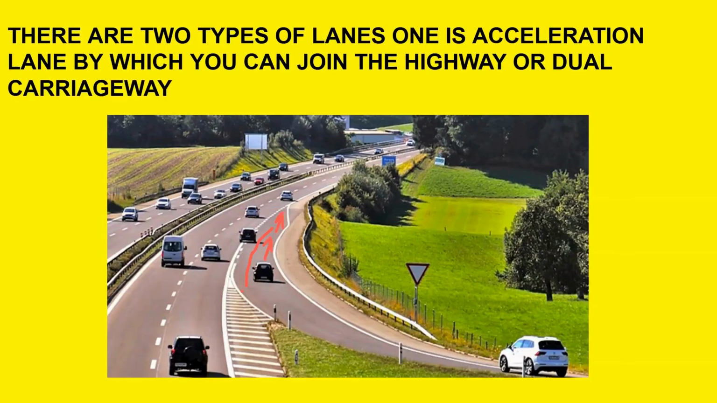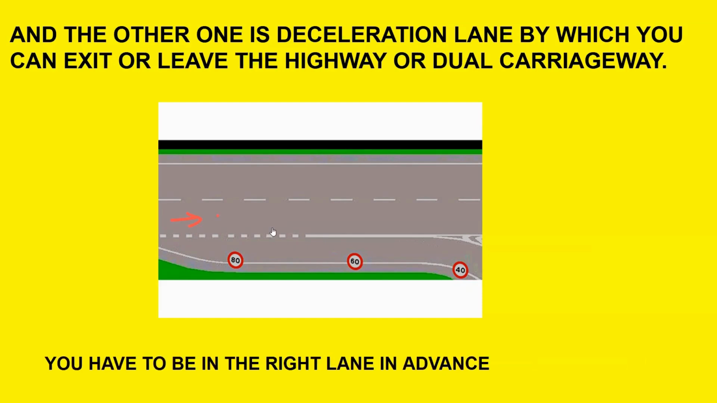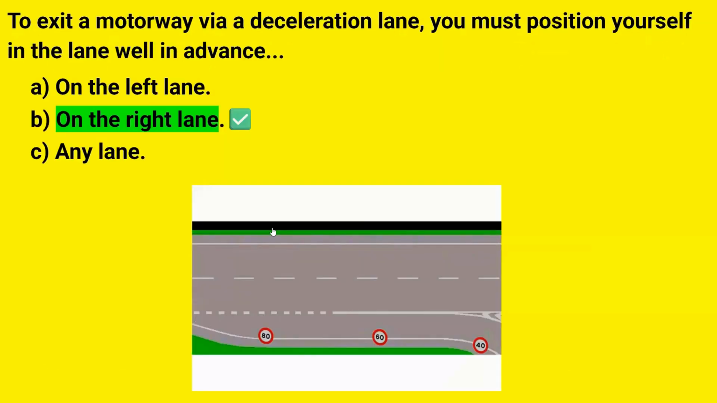In that one, you will join at the end of the acceleration lane, to adapt the speed according to the highway, and then you will join at the end. But in the deceleration lane, you have to take the exit at the beginning of the lane. So you have to be on the right lane when you are going to exit or leave the highway. So option B is the right answer in our question, that you have to be on the right lane in advance if you want to leave the highway.